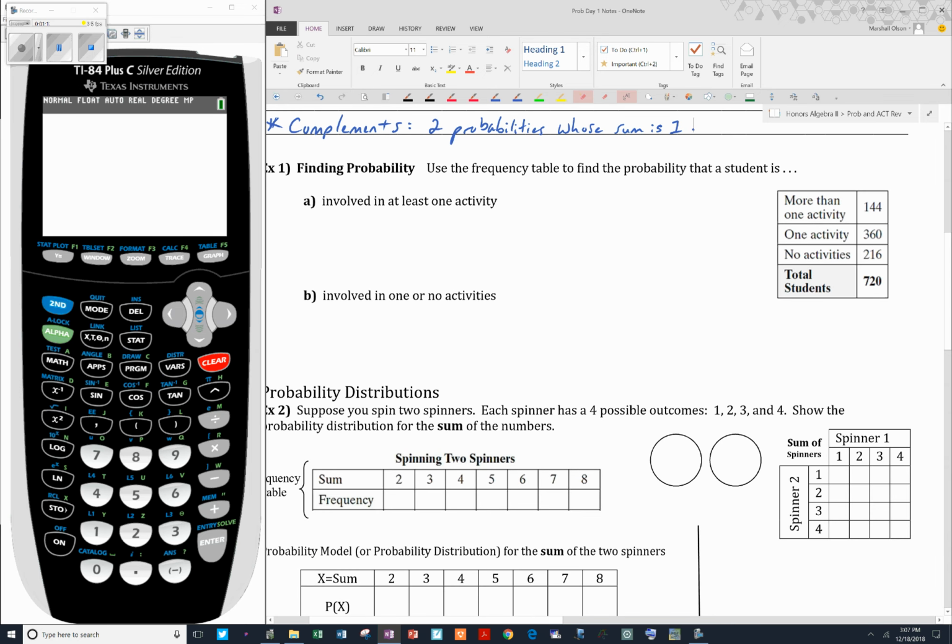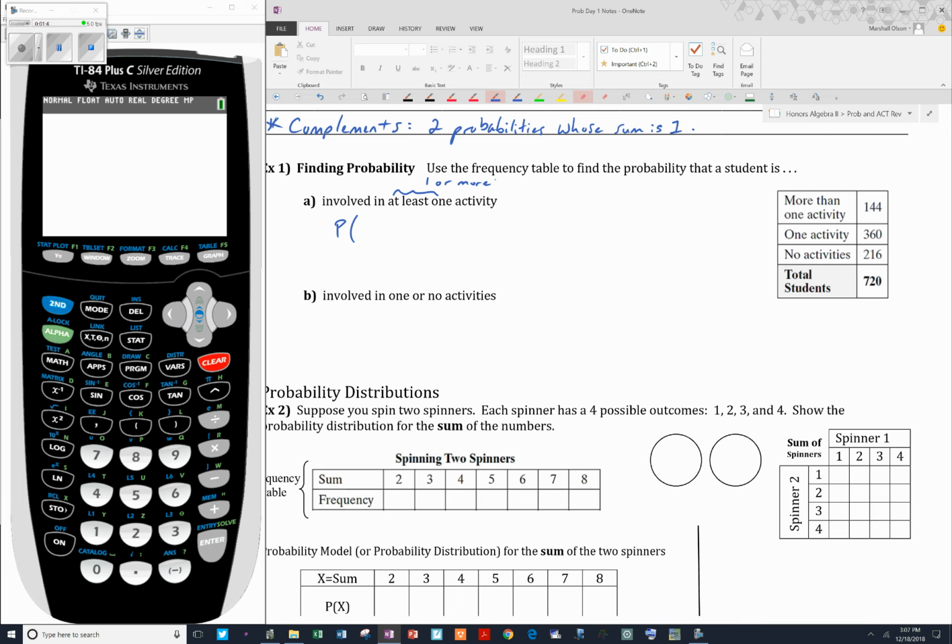So we're looking at this table here. This is, I think, a survey of students and what school activities they're involved in. There were a total of 720 students, and this is how they answered their survey. So we want to find the probability that a student selected at random is involved in at least one activity. It's important to know that at least one means one or more. Okay, so 1, 2, 3, depending on how many there are.